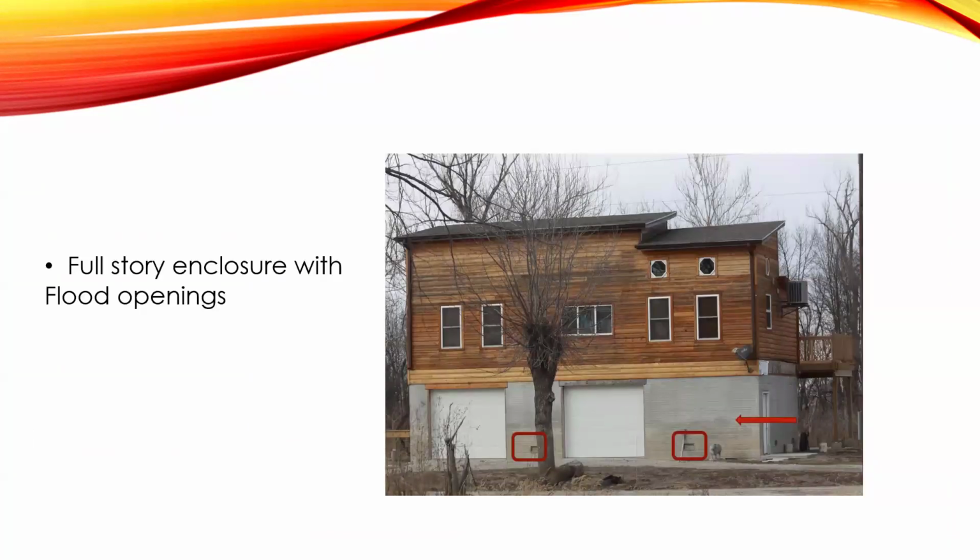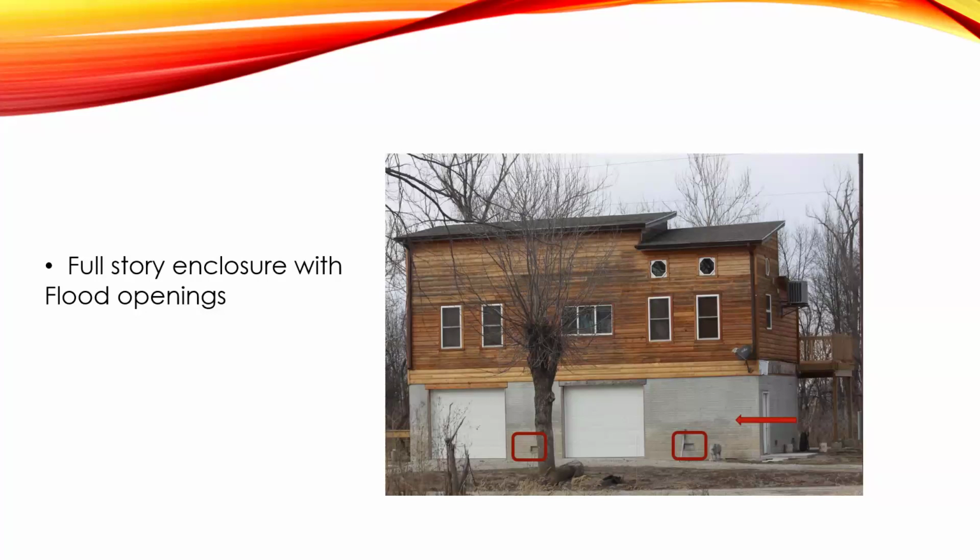The same thing here. This is a full story enclosure. This is diagram 7, so it's a full enclosure that encompasses the entirety of the living floor above it. So you can see that this is used as a garage, with garage doors. You can also see the flood openings on it and a high water line.